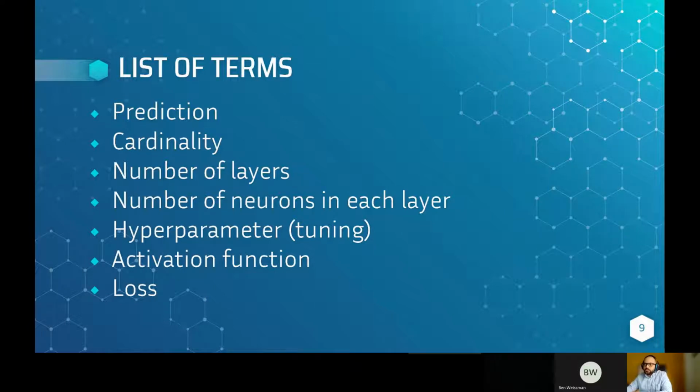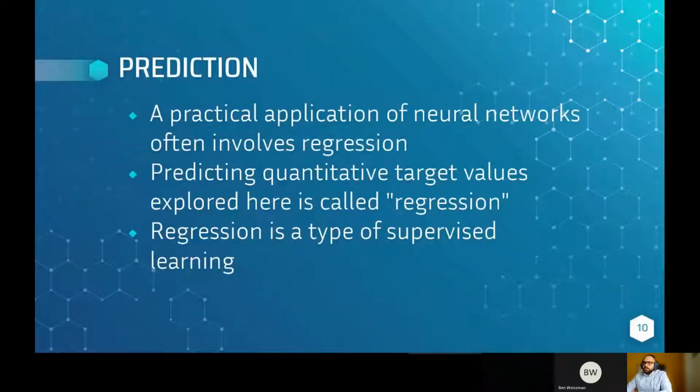So we have prediction, cardinality, and you can see the rest here. So it's 7 of them. Okay, so the first that I want to mention is prediction.